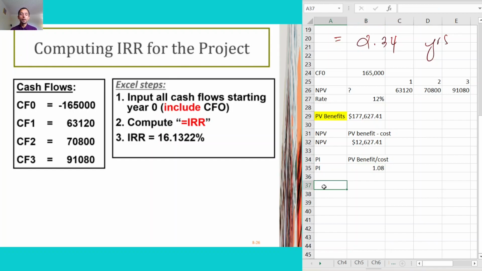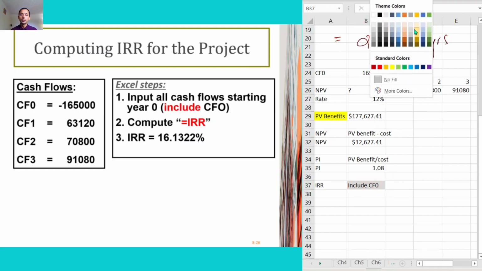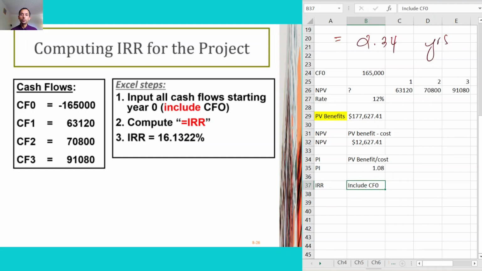So for IRR, just to make sure we don't forget that, include CF0. I want to write that down, maybe in a different color or bold. Yep, so include CF0. So now what do we need to do? The same cash flow, but include cash flow 0. I will just write all of the cash flows here.